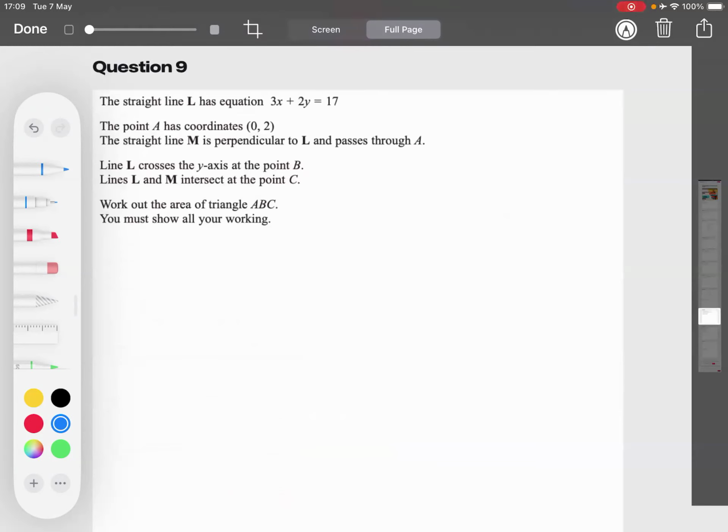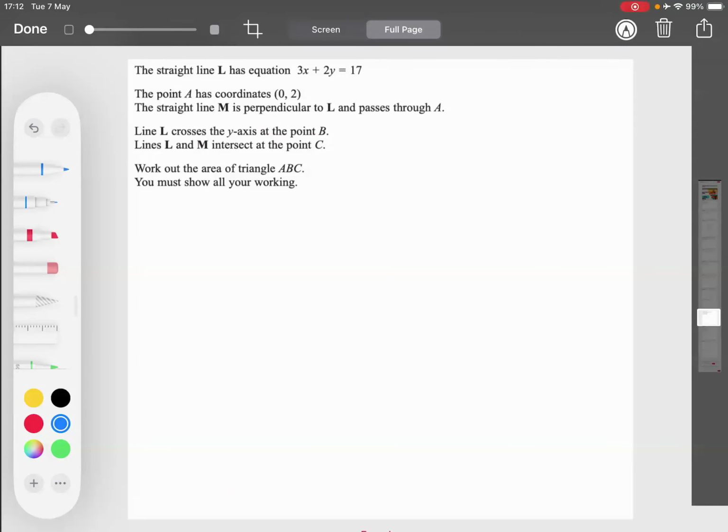Next question. So the first step is just to turn that into the correct form. Yeah, y equals mx plus c. So we get 2y equals minus 3x plus 17. So y equals minus 3 over 2 x plus 17 over 2. Really weird numbers as well.